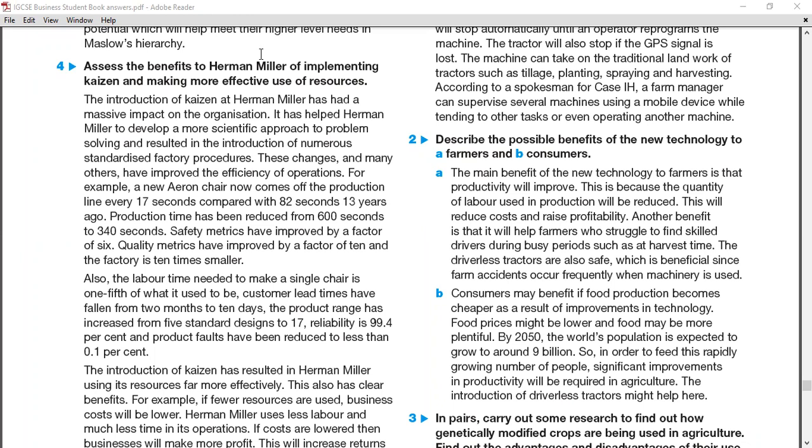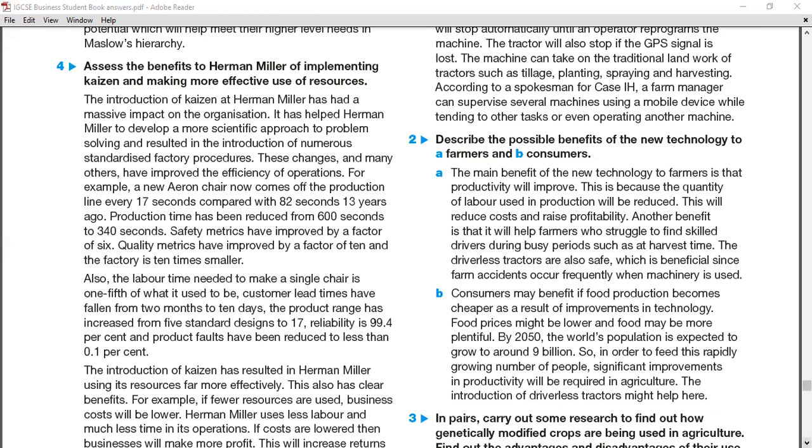The introduction of Kaizen at Herman Miller has had a massive impact on the organization. It has helped Herman Miller to develop a more scientific approach to problem solving and resulted in the introduction of numerous standardized factory procedures. These changes and many others have improved the efficiency of operations. For example, a new Aeron chair comes off the production line every 16 seconds compared with 82 seconds 13 years ago. Production time has been reduced from 600 seconds to 340 seconds.